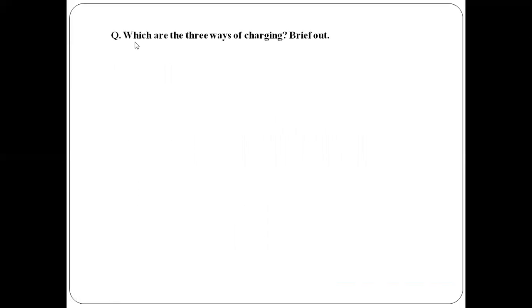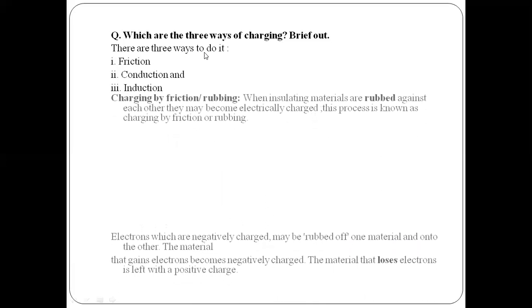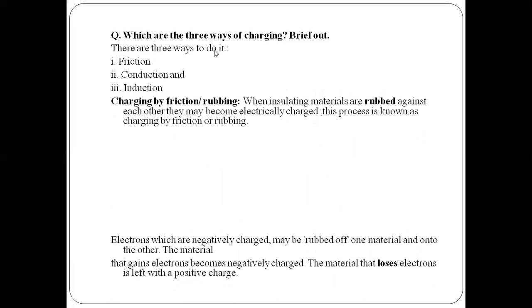The next is this: how a body can be charged. Which are the three ways of charging? Let us now brief out. There are three ways to do it. To do it means charging a body. The first one is friction, the second one conduction, and the third is induction. Now let us try to know the meaning of charging of a body by friction or rubbing.